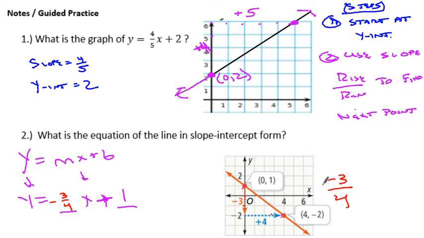Because if just the numerator is negative and not the denominator, negative divided by positive is always negative, so the whole slope is just negative 3/4. So there's my equation: y equals negative 3/4 x plus 1. I'm done.